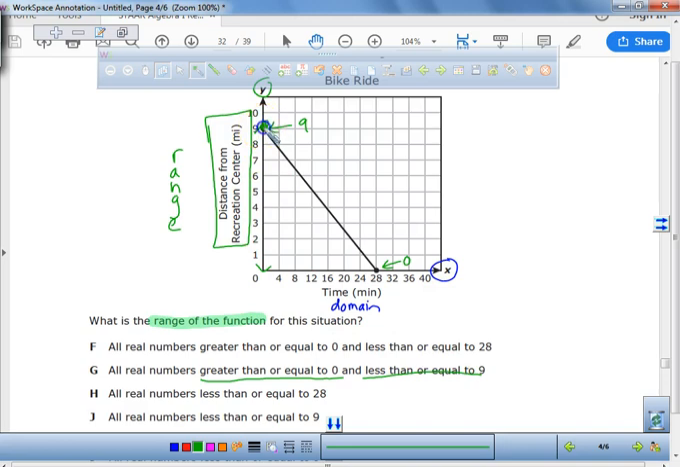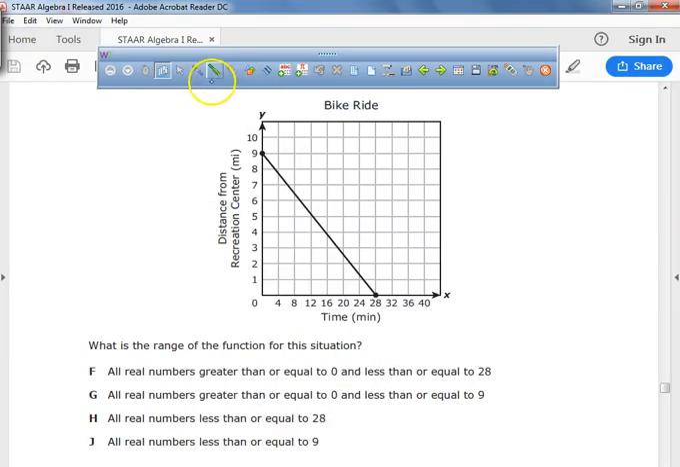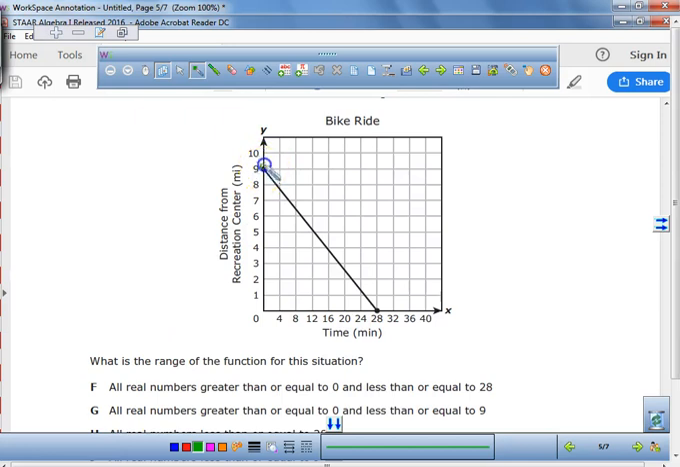You see how it has a solid dot? By the way, something you guys want to pay attention to real quick. Where does he start? He starts at 9 miles away. Where does he finish? 0 miles away. So it has a start and it has an end. That's why the answer is G.